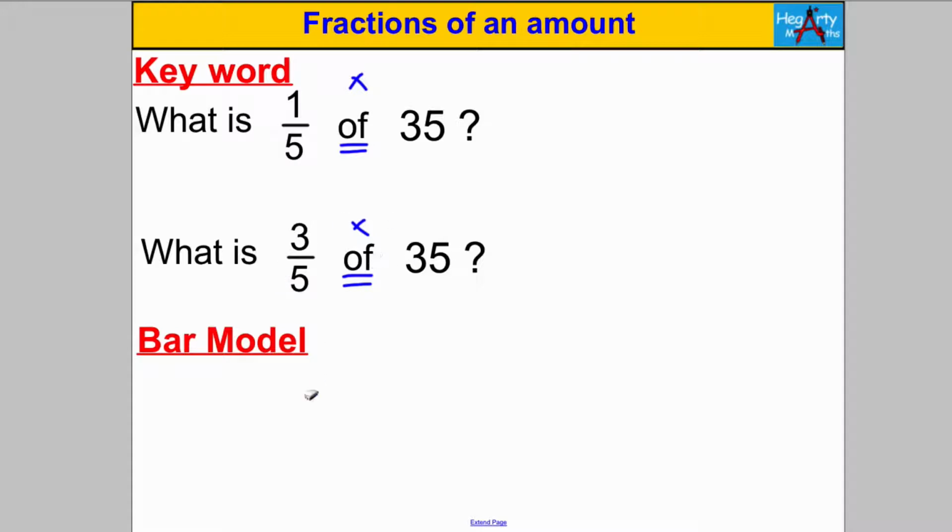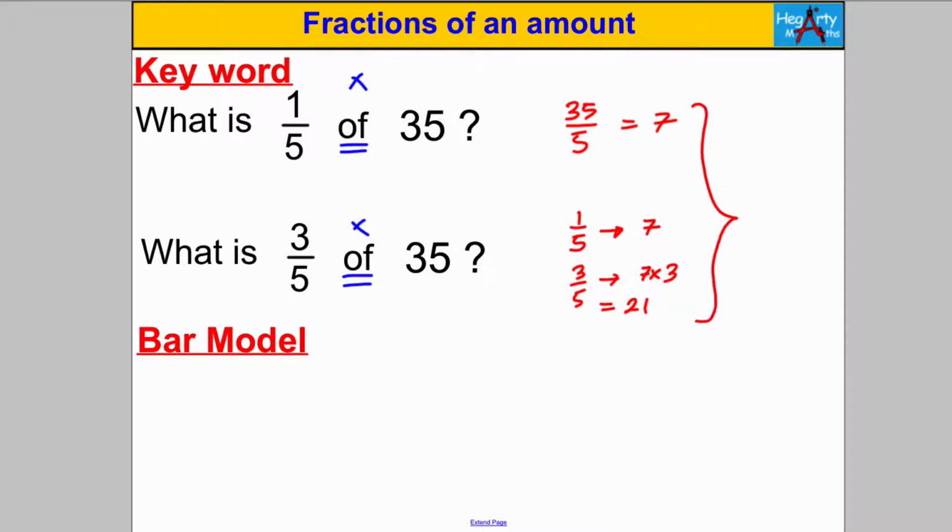Okay? Now, there are ways of doing this. I'll show you. A fifth of 35, like I did in the previous slide, is 35 divided by 5, which is equal to 7. And if I know 1/5 has value 7, then 3/5, 3 lots of these 7s, must have value 7 times 3, which is equal to 21. Now, this is a way of working out 1/5 of 35 and 3/5 of 35 just using logic.